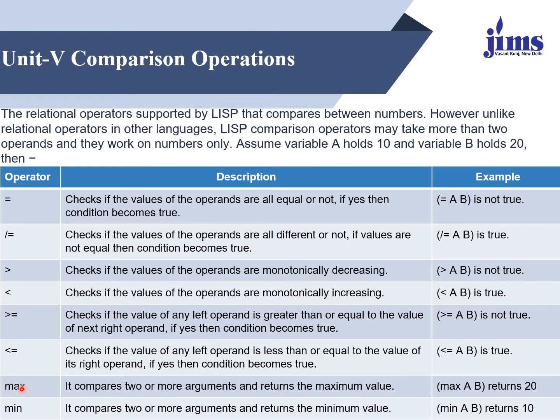One different function or operator which we use here is max. Max is used to find the maximum among the values given in the list of arguments, and min will return the minimum value. Like max A B will return 20 because 20 is the maximum among 10 and 20. When we find the minimum, it will return 10 because among 10 and 20, 10 is the minimum number.